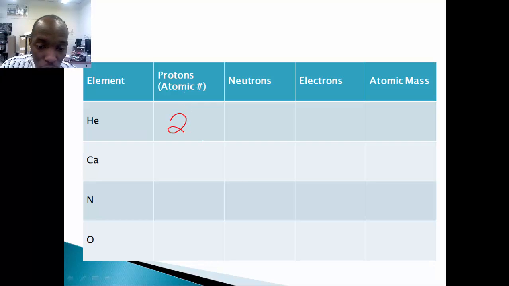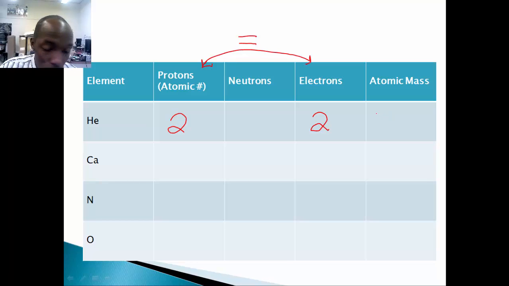That means it has 2 protons. And in a stable element, the number of protons will equal the number of electrons. I'm sorry, they will equal each other. So if it's 2 here, then it's 2 here. If we look on our periodic table, it says 4.003. We're going to round that to 4, and you take 4 minus 2 to get this number, which is 2.